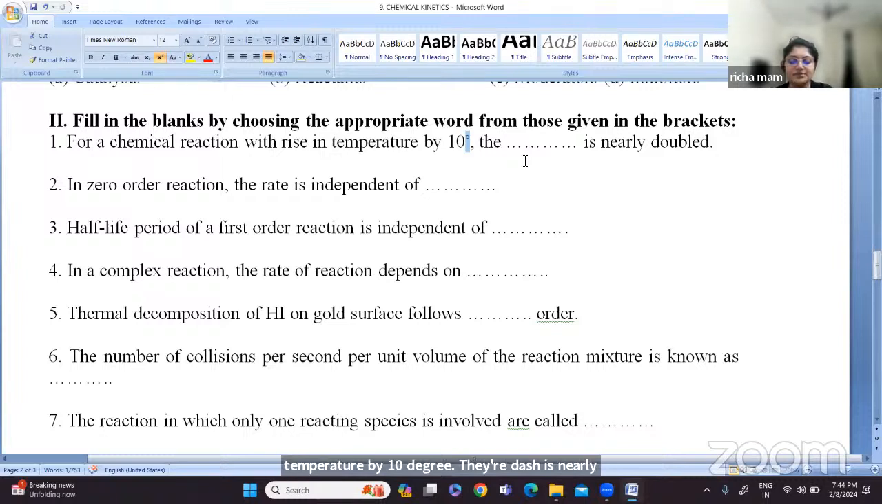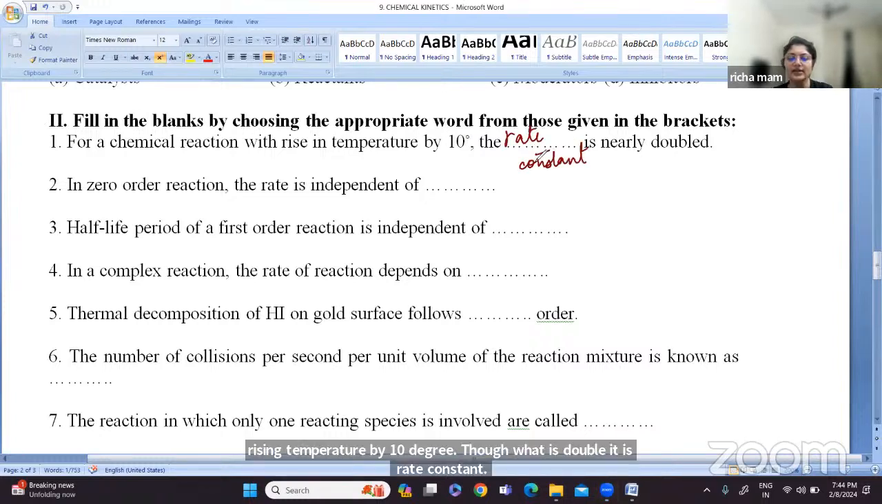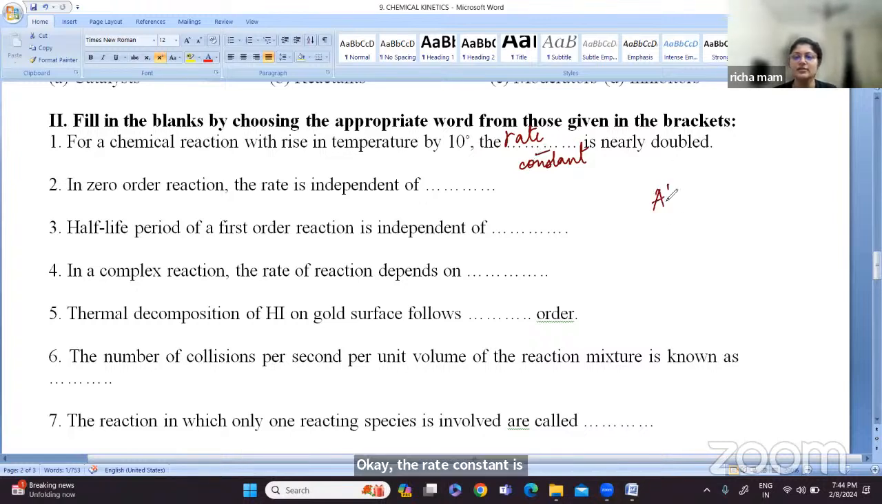What is nearly doubled? So when you have a chemical reaction and if there is a rise in temperature by 10 degree, what is doubled? It is the rate constant. The rate constant is nearly doubled. Suppose the temperature rises by 10 degree, what will happen? The fraction of molecules having energy equal to or greater than the activation energy gets doubled. Fine.